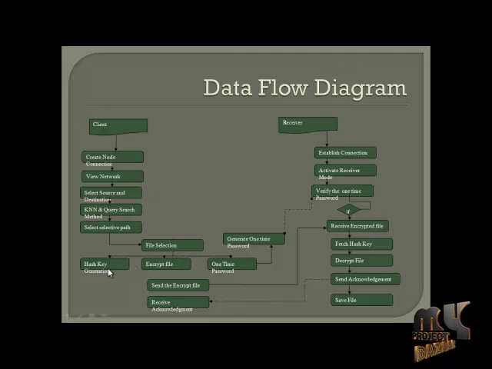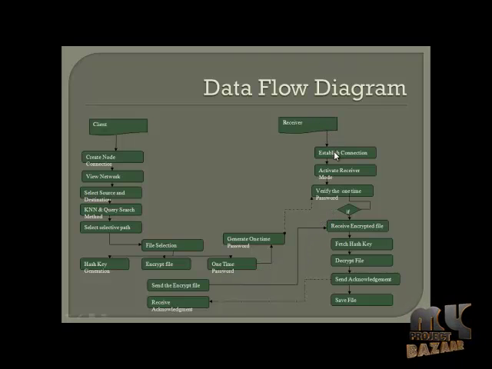Next, the client should select the file, and after selecting the file the hash key will be generated. The hash key will be generated according to the file name of the file. Next, we encrypt the file into a ciphertext, and next is the one-time password. It will be generated automatically and randomly, and it will be sent to the receiver.